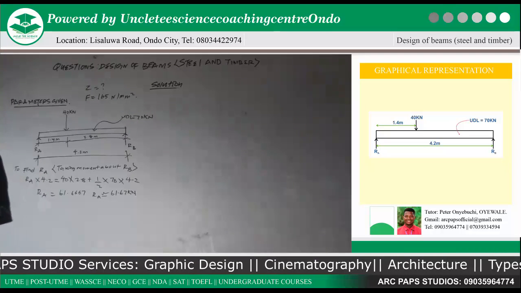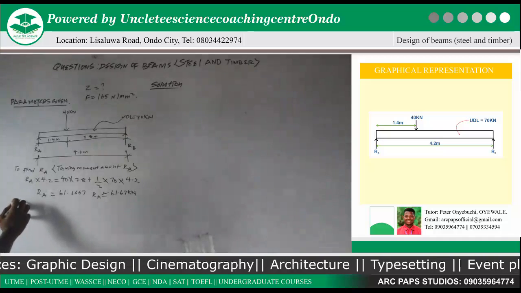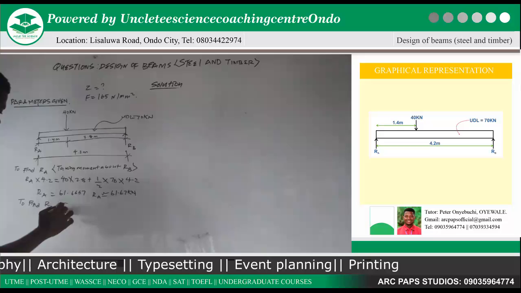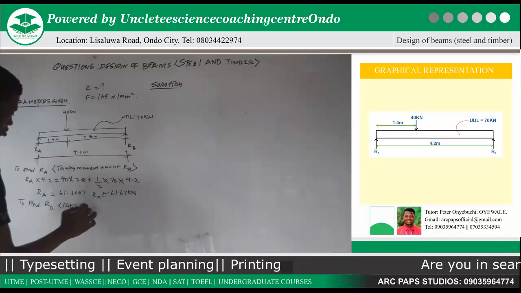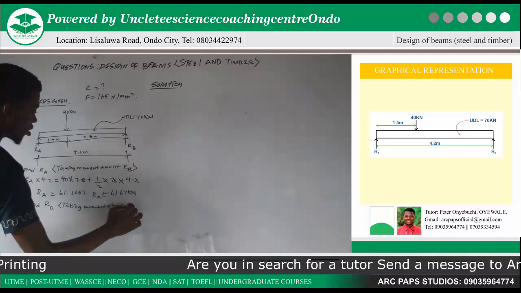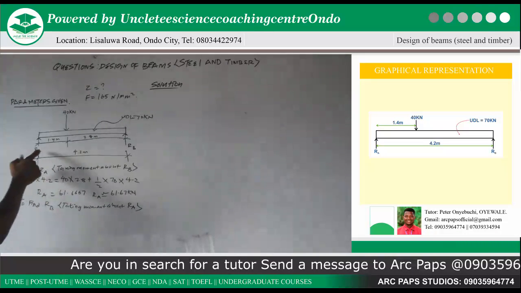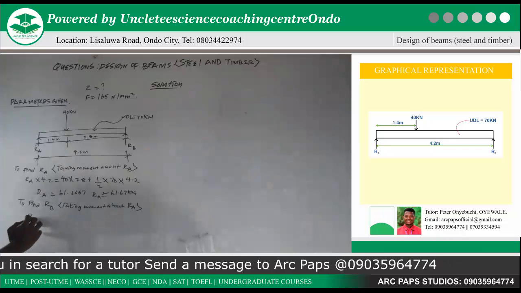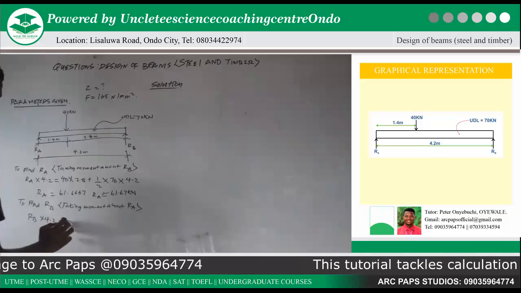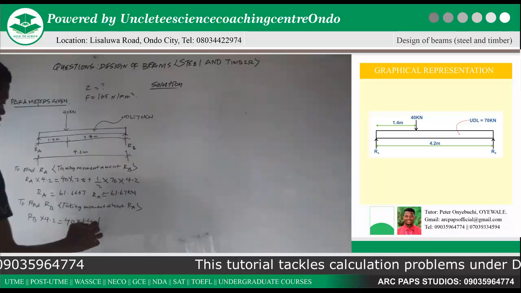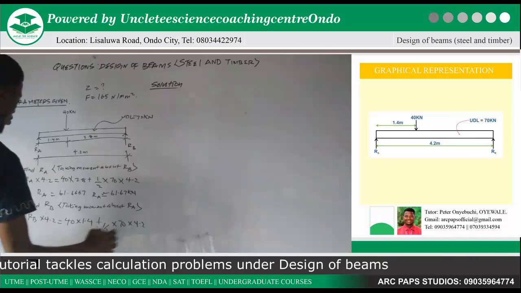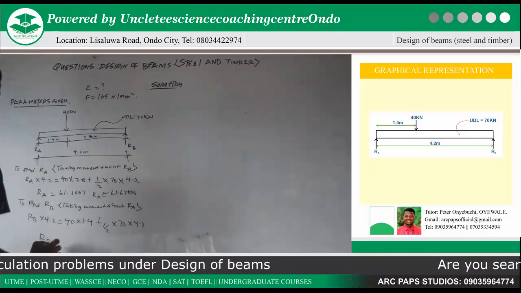Now since we've gotten our RA to be 61.67 kilonewton, if we are to find our RB, we'll take moment about RA. It means our RB times 4.2 will give us the first load, which is 40 times 1.4, plus converting that UDL load to a point load, that will give 1/2 times 70 times 4.2.